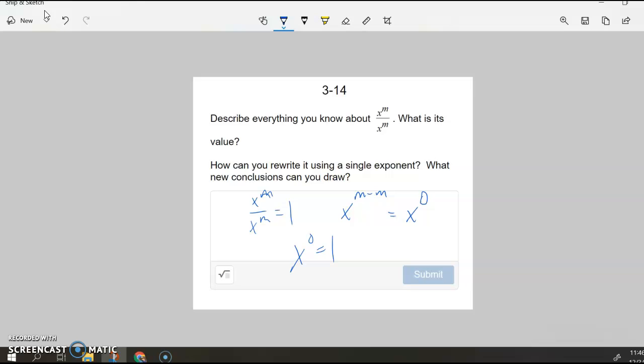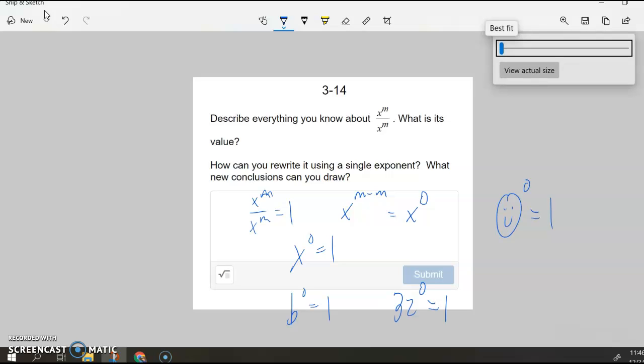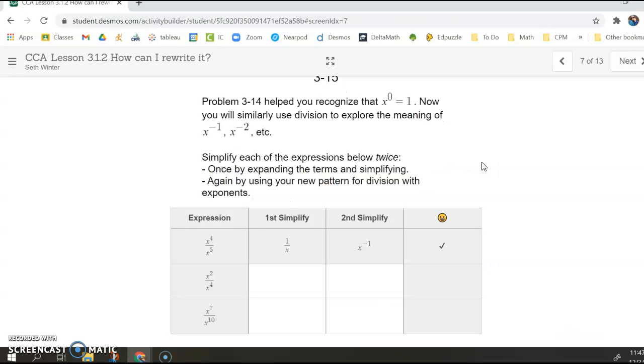And so what we're trying to discover here is that x to the 0 power is equal to 1. And in fact, any base that we have, if I had b to the 0, it's 1. If I had 32 to the 0 power, that's 1. If I have smiley face to the 0 power, that's 1. So let's move up to slide 7, and let's use this idea of x to the 0 is 1.